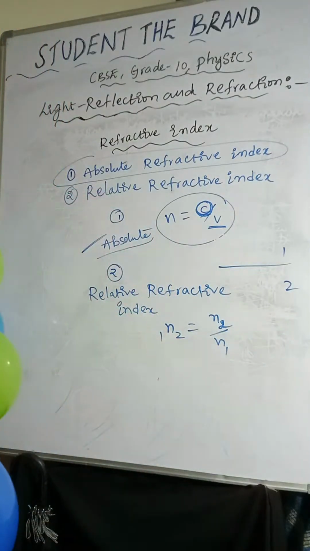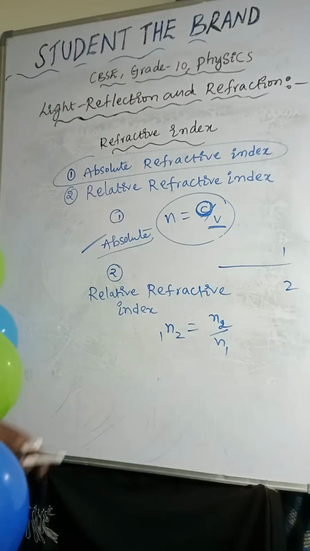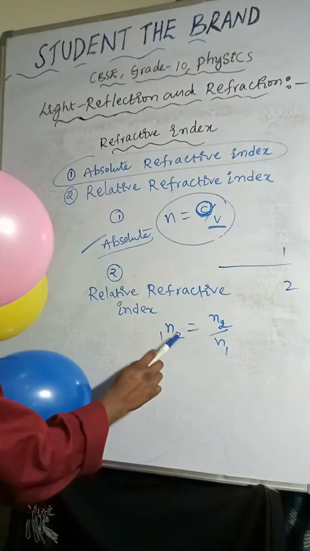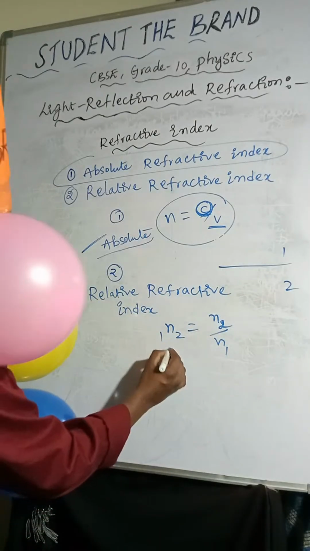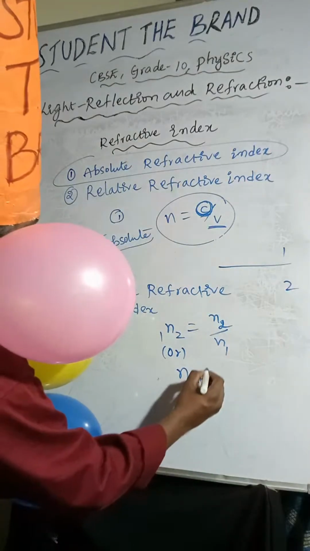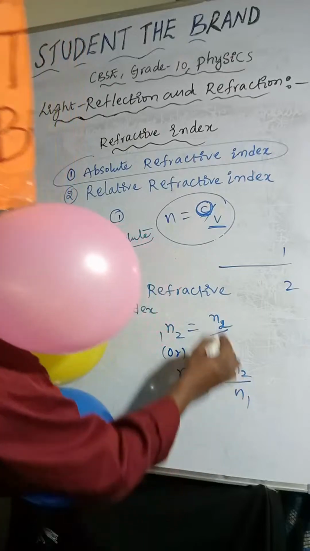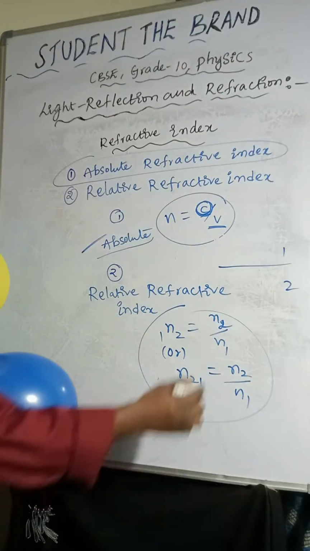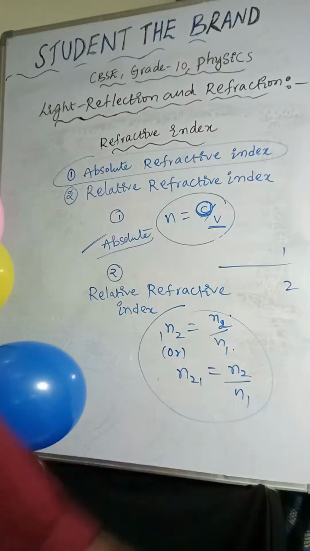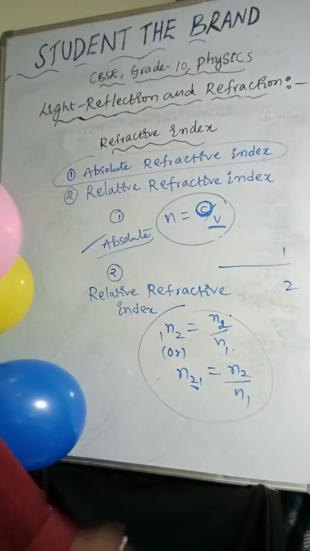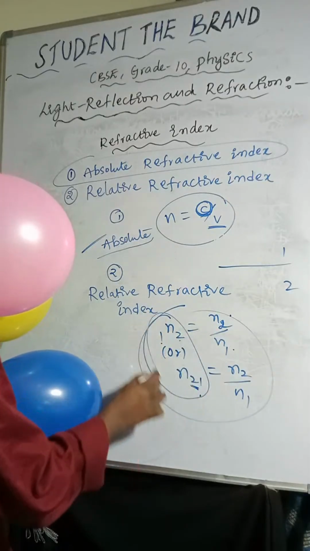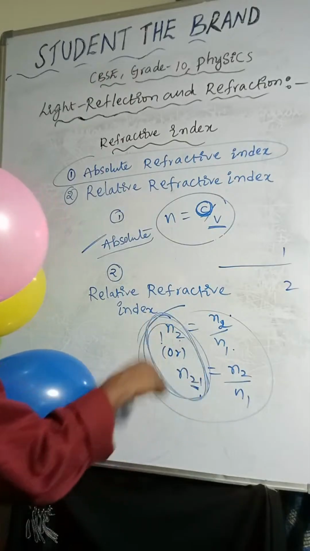Whichever medium comes first, that you have to write at the start, then the remaining medium. So n21 is n2 by n1. This also can be written in this manner. The point is, whichever medium comes first, you write in the numerator, and the next one in the denominator. So I am taking medium 2 with respect to 1. Same. These two we can write, any one they can give.